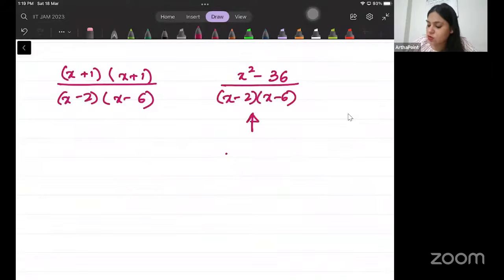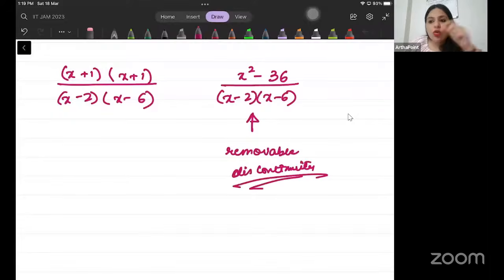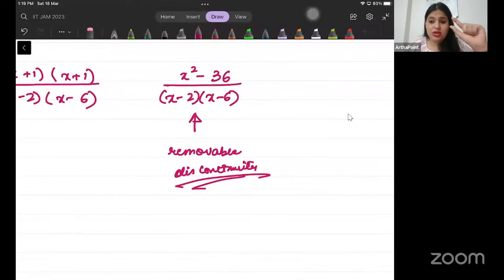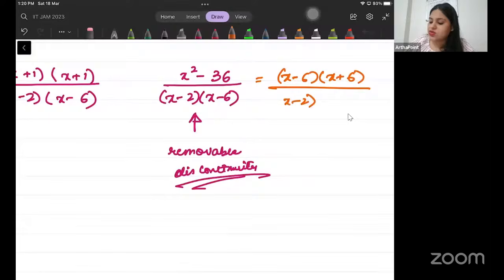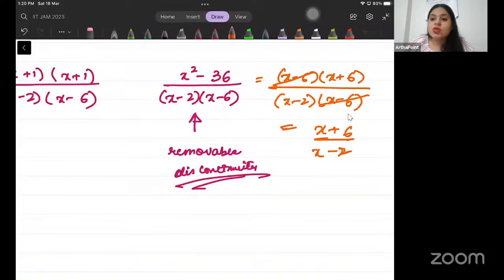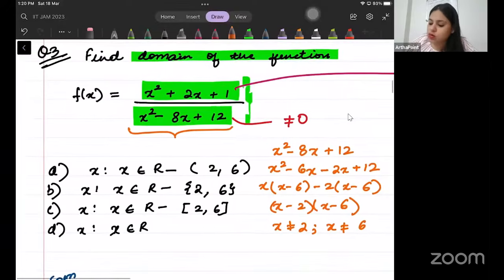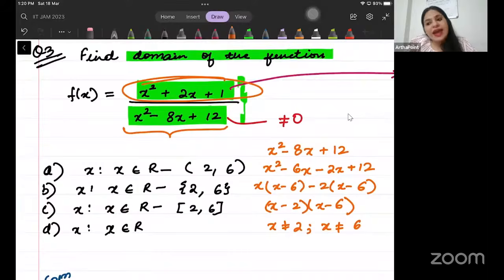Then this is a case of something which you will later see, which we call removable discontinuity also. Which means that the numerator and denominator at some point, there is one factor that cancels out each other. Like here, I can rewrite this as (x minus 6)(x plus 6) upon (x minus 2)(x minus 6), and this can cancel out, and this can just give me (x plus 6) upon (x minus 2). So it's a good idea to also factor the numerator and check what are the factors of the numerator. It wasn't required in this case.